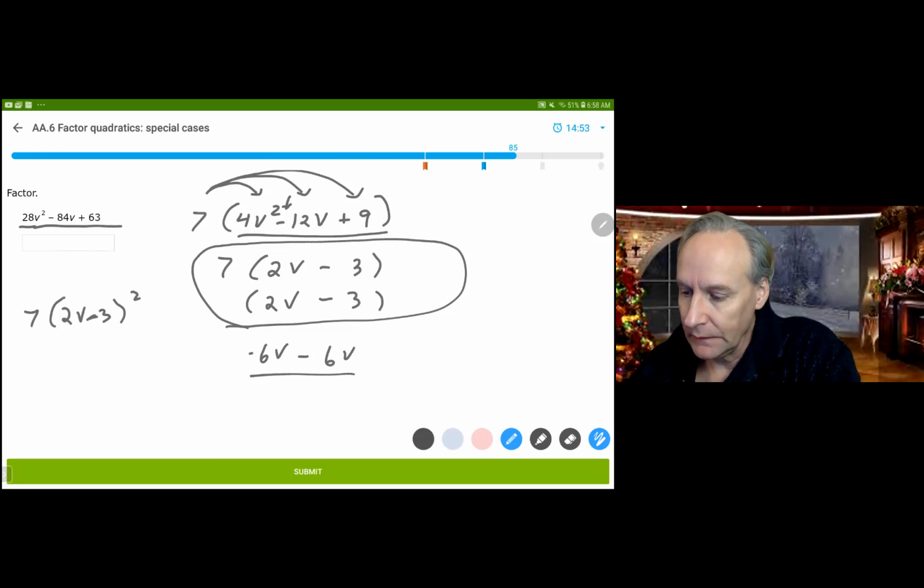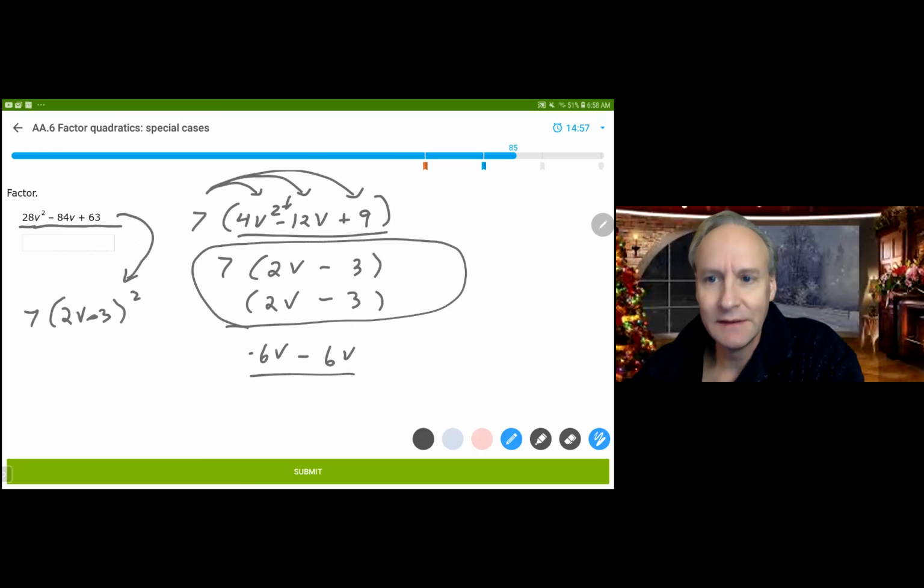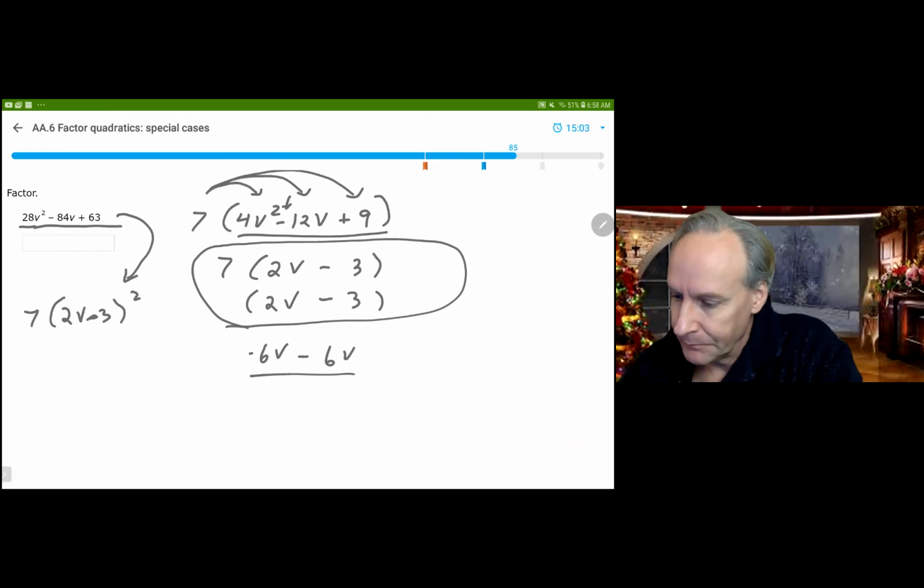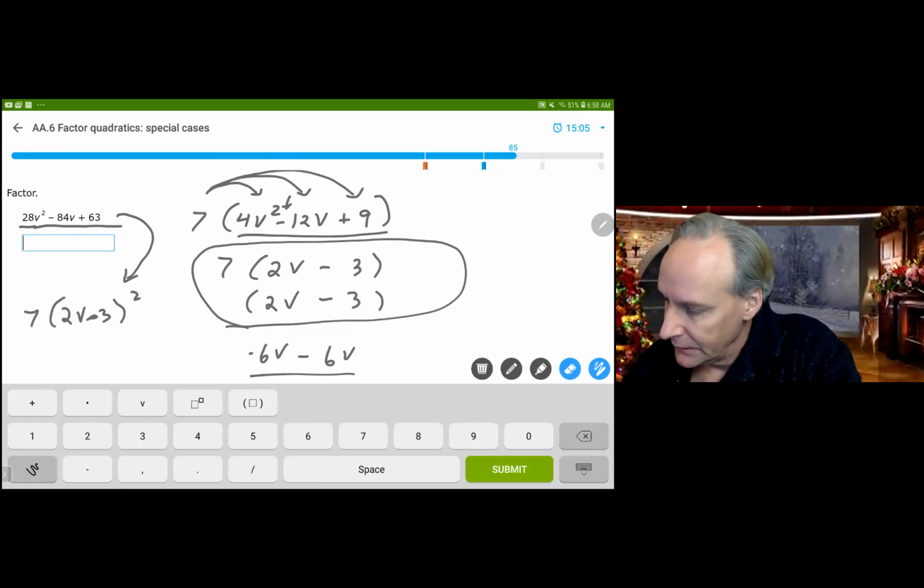And I will literally get students saying, oh, yes, I can do this in my head. I just did it in my head. Yeah, good luck with that. Anyway, it's going to be 7 times 2v. Don't forget to put the spaces. And we have a square. Make sure that that is exactly what I was looking for, and it sure is.